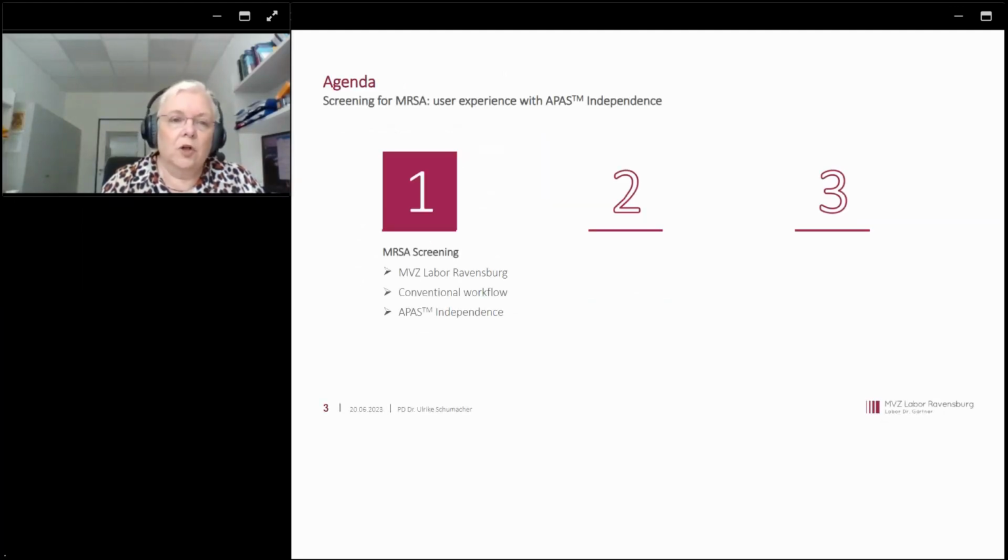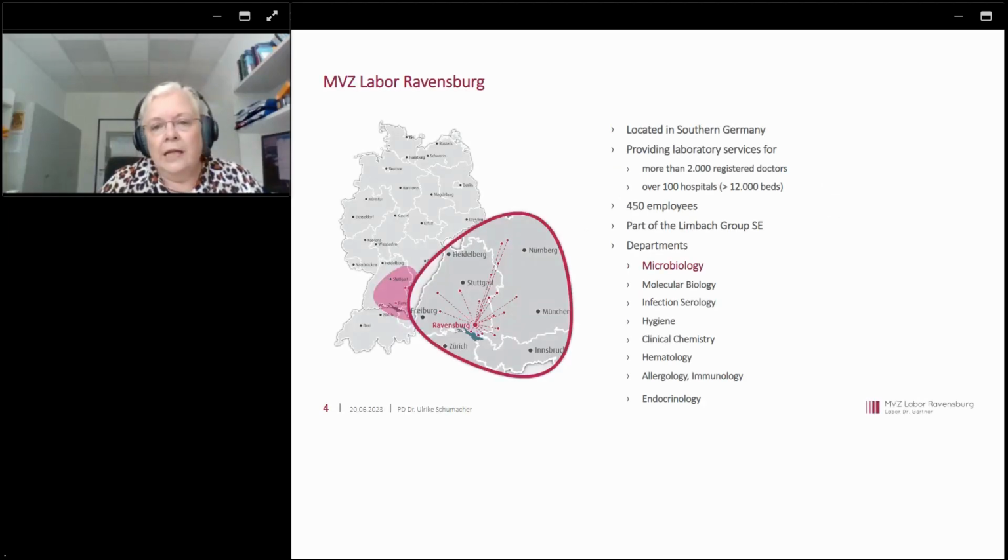Let me shortly introduce our laboratory and then outline shortly the conventional workflow of MRSA culture-based screening. The MVZ Labor Ravensburg is located in southern Germany near Lake Constance, and we are providing laboratory and microbiology service for more than 100 hospitals with 12,000 beds, and also for more than 2,000 medical practices.